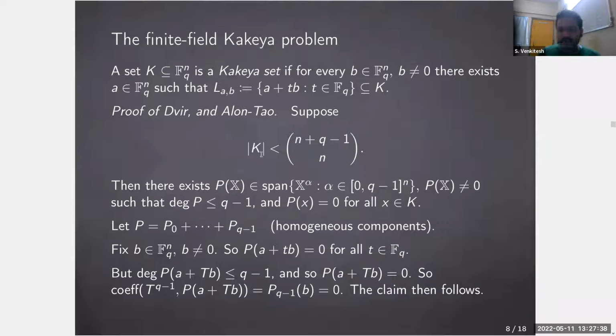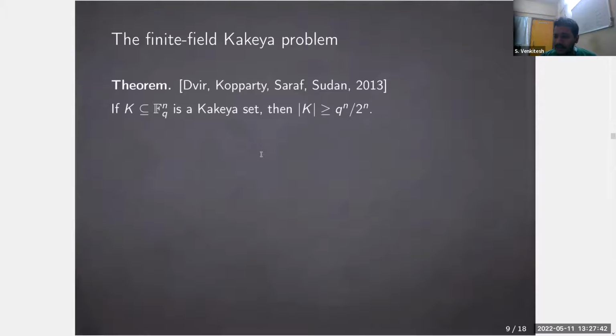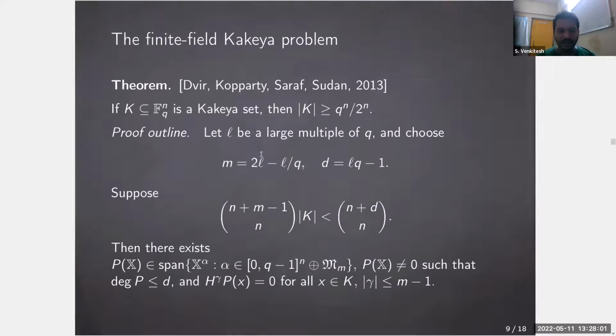Right. So how do multiplicities come in here? It turns out that the minimum size of a Kakeya set is much larger. Dvir, Kopparty, Saraf, and Sudan, 2013, showed that the lower bound is in fact q to the n by 2 to the n, which is significantly larger than q to the n by n factorial. So how do they do that? That's where multiplicities come into the picture.